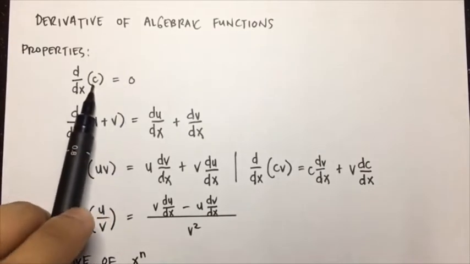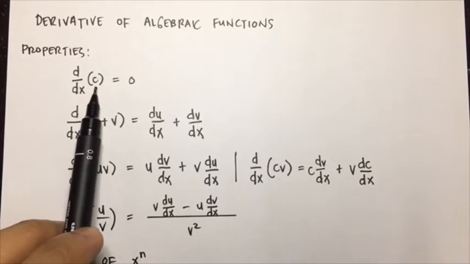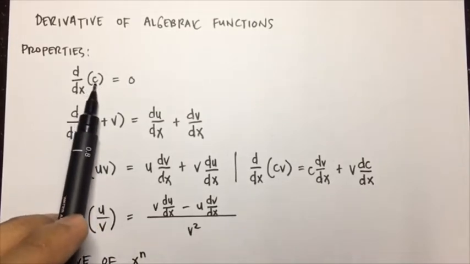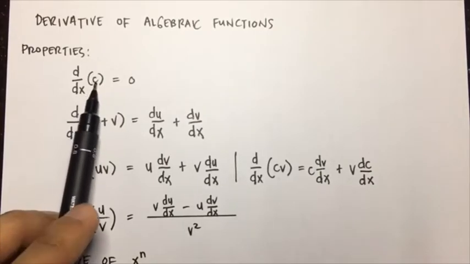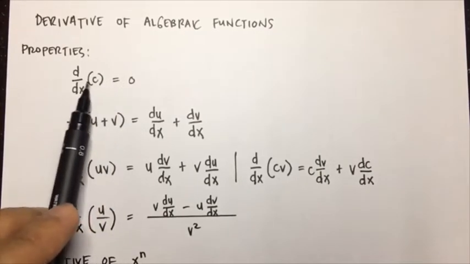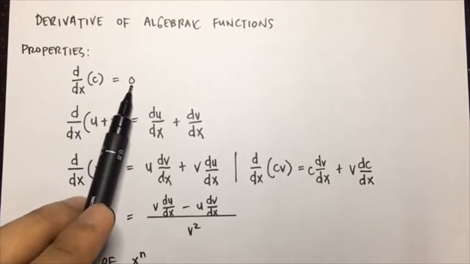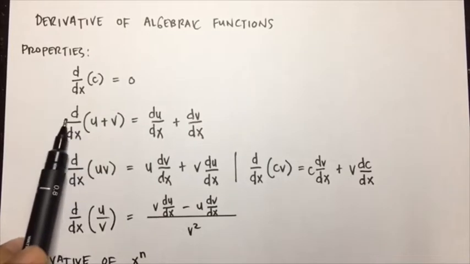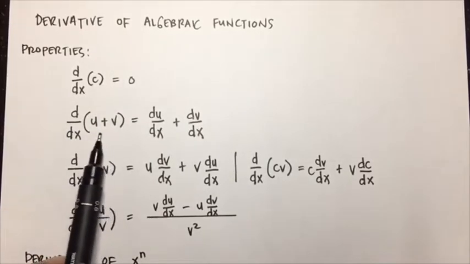Okay, so what is a constant? Those are parts of the function that don't have a variable. Say, for example, numbers, those terms that are not affected by the variables. Those are called the constants. So the derivative of constants is 0.